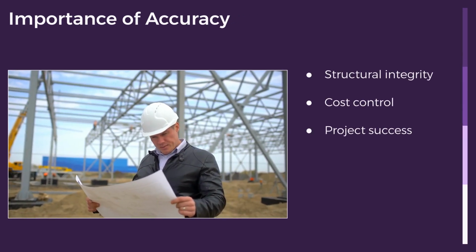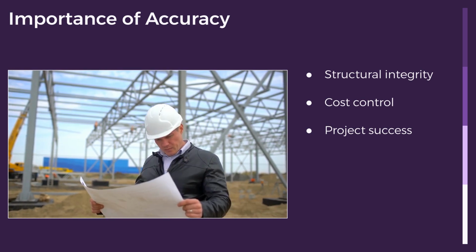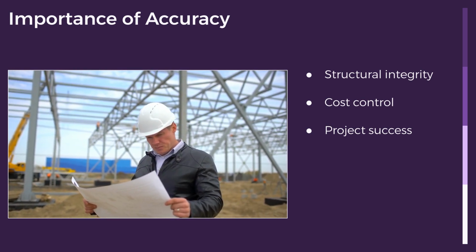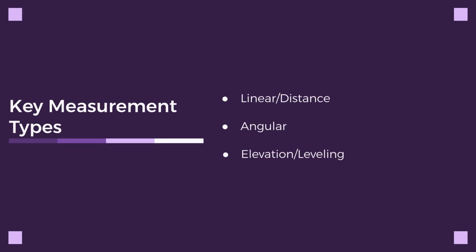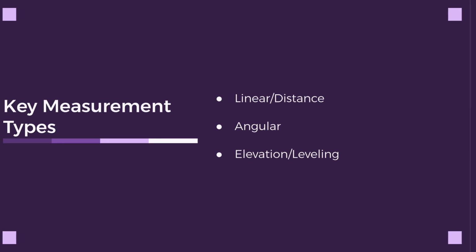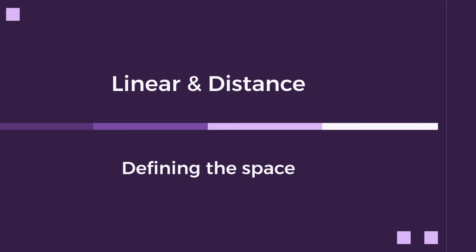Accurate measurement is crucial for structural integrity, ensuring designs are executed correctly, controlling costs, and ultimately achieving project success without costly errors. We will explore 4 key types of measurements: linear and distance, angular, elevation and leveling, and volume and quantity measurements. Let's start with linear and distance measurements, the foundation for defining the spatial parameters of a project.